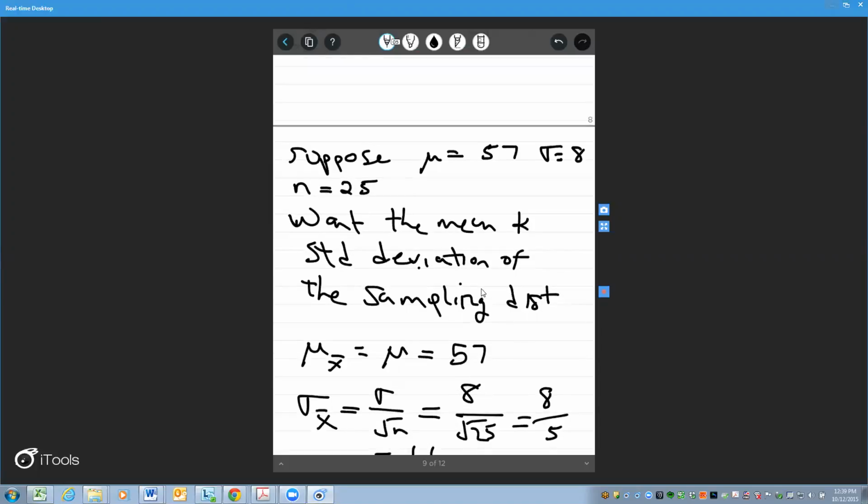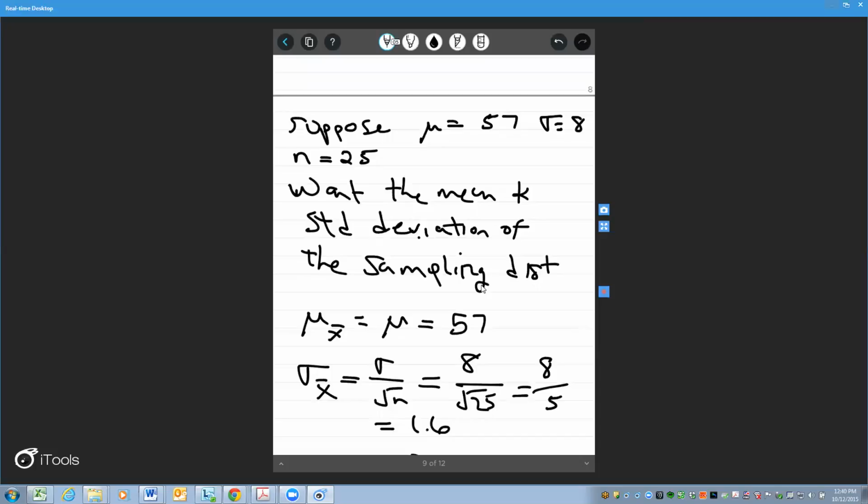So mu sub x bar will be the same thing as mu, which gives me 57. The standard deviation should also be related to the variability in the population. And we have the relationship that the standard deviation for the sampling process is the standard deviation for the population over the square root of n. In this case, that gives us a value of 1.6.